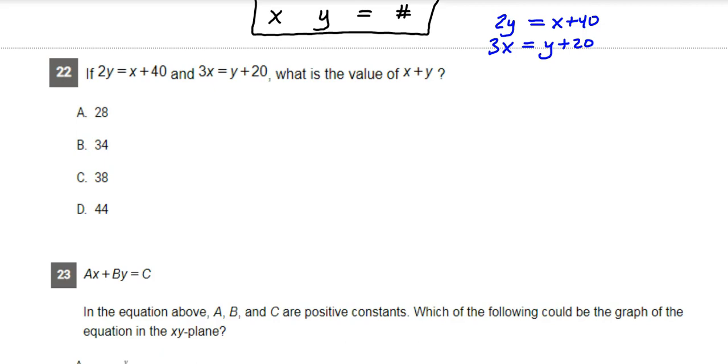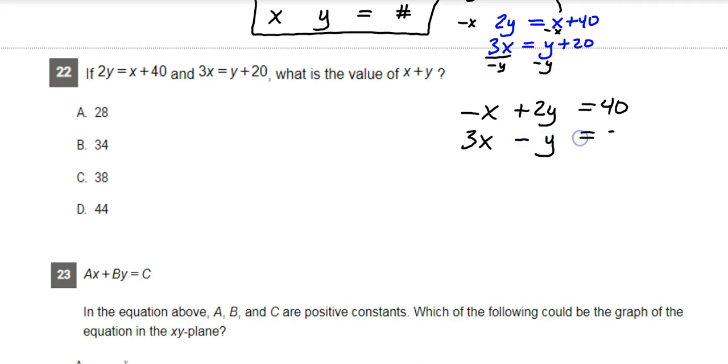So on this, I'm going to kind of do it this way. On the top, I want to get the x and y on the same side. So I'm going to move this x over by subtracting an x from both sides. And I end up with negative x plus 2y equals 40. And then the bottom equation, to get that one matched up, 3x is already on the left-hand side. So I'm going to put 3x there. But I need to move the y over. So I'm going to minus the y from both sides. And that equals 20. And now my setup is looking pretty good.